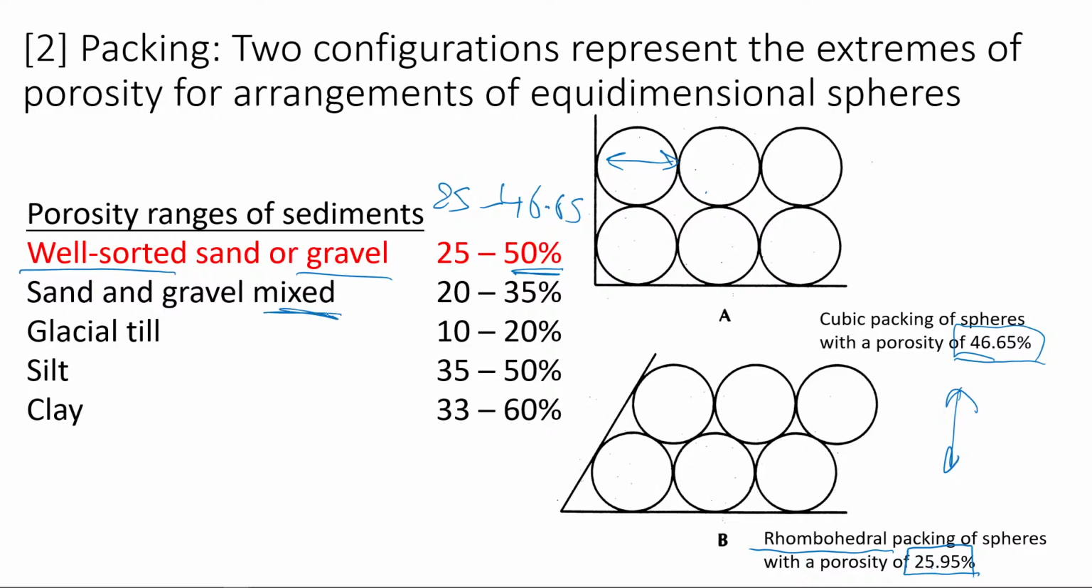What is mixed here? Mixed here means that this is well sorted, and depending on packing, you will have this. Mixed means that it's not well sorted. You have other sediments here, and when you have these other sediments here, that will reduce the porosity.